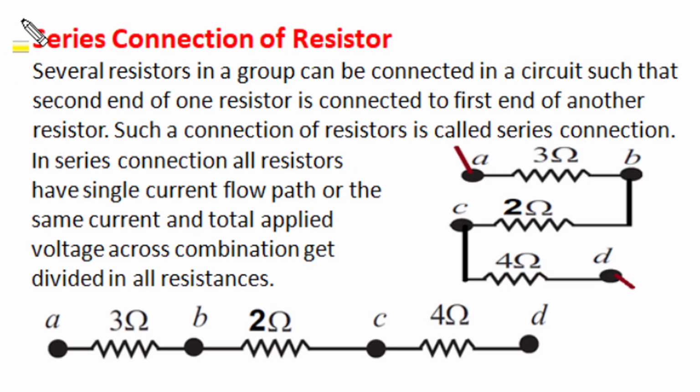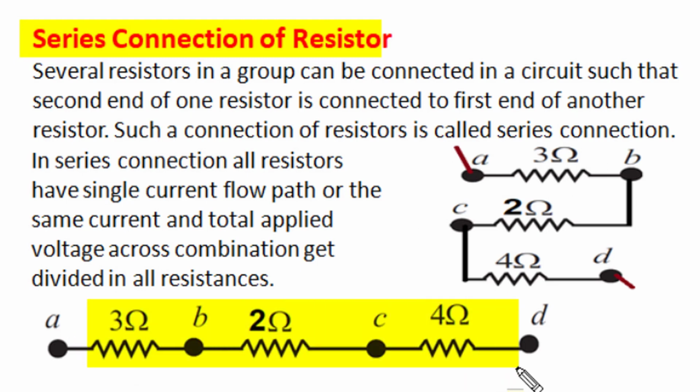Let's first explain what is series connection of resistors. If several resistors are connected in a group such that the second end of one resistor is connected to the first end of another resistor and so on, then this combination is called a series connection.